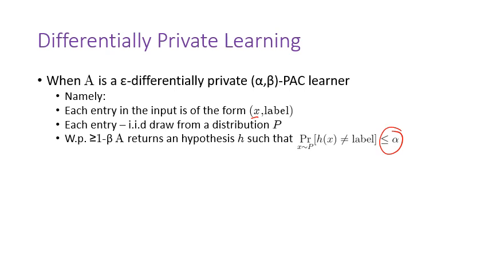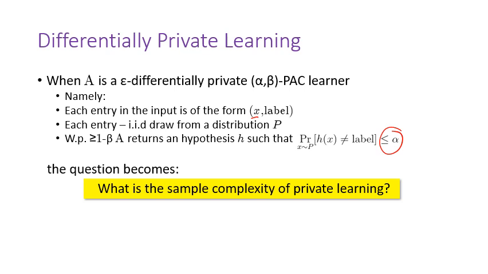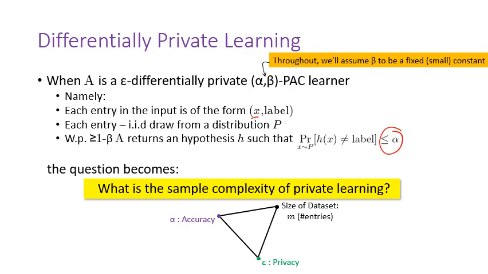Now, in the field of designing differentially private PAC learners, we ask ourselves, what is the sample complexity for private learning? Namely, we have this privacy loss parameter epsilon, we have this utility parameter alpha, how much error we are going to allow, and based on these parameters, we ask ourselves, how many points sampled IID from our distribution must we see? Notice that I've omitted beta because throughout this talk, we're going to assume that beta is a fixed small constant.